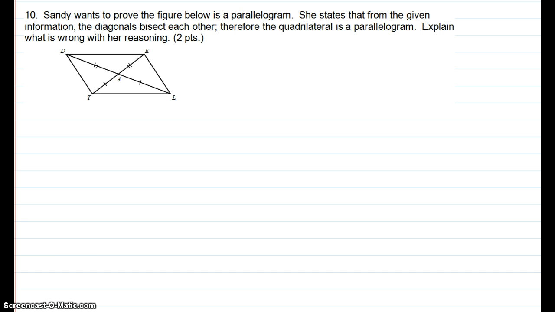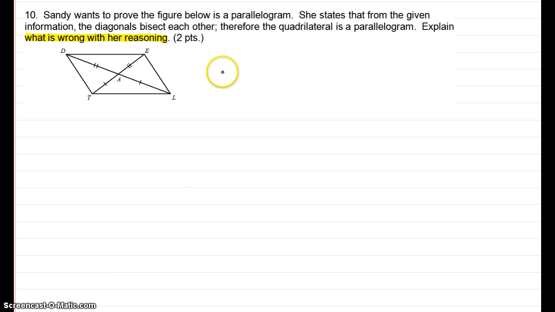Alright, number 10. Sandy wants to prove the figure below is a parallelogram. She states that from the given information, the diagonals bisect each other, therefore the quadrilateral is a parallelogram. Explain what is wrong with her reasoning. So we know her reasoning is wrong. So this statement is actually true: if the diagonals bisect each other, it makes the quadrilateral a parallelogram. That's a true statement. So something else must be wrong.